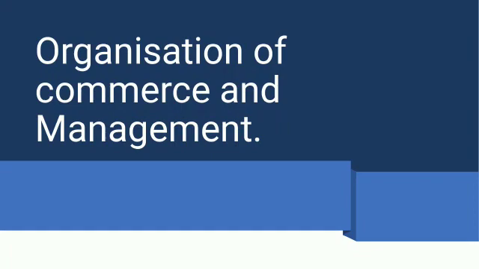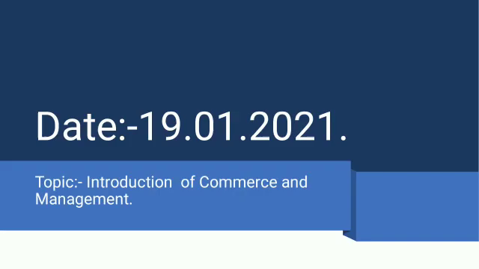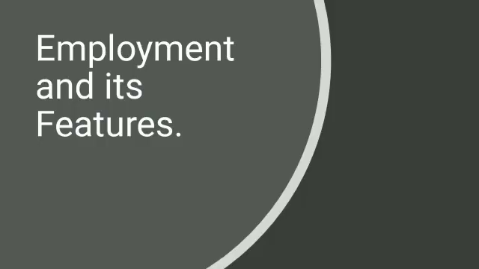In that, we have completed human activities, and human activities is divided into two types, that is economic activities and non-economic activities. Then we have started with economic activity. Economic activity is further divided into three parts, that is business, profession and employment. Today, my dear students, we will start with employment and its features.